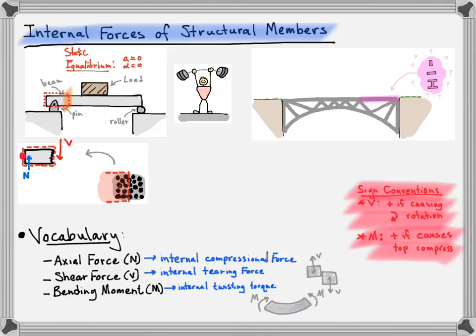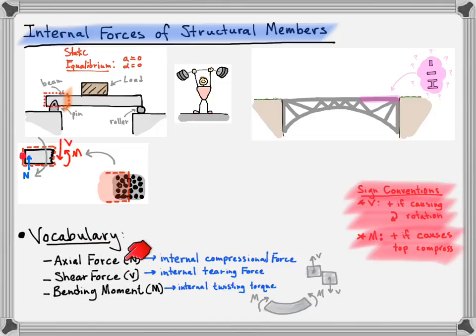Now, these two forces acting alone would inspire a clockwise torque, but we know it does not do that because it's in equilibrium. So what happens is our material provides resistance to that. It provides an internal moment to counteract that clockwise action with a counterclockwise action.